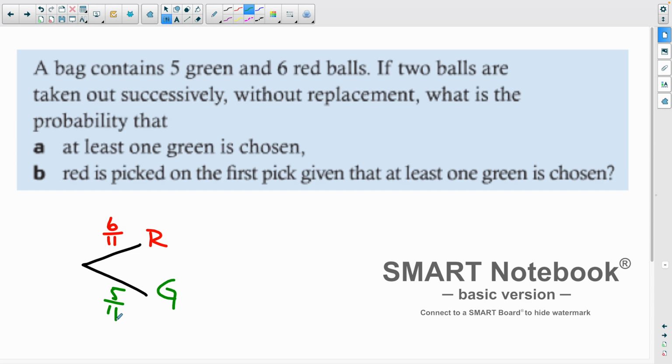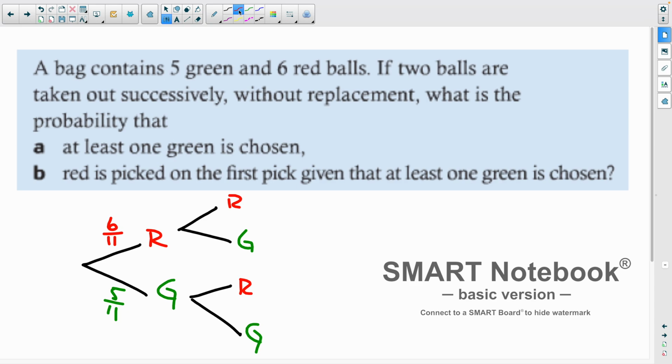Okay? Now, I grab one of these out. I'm holding it in my hand. And I'm going to reach in and I'm going to grab a second one. Alright? I could get a red or a green again. Now, if I reach in and I grab a red and the red is in my hand right now, what is the probability of getting a red on the second pull? 5 out of 10.